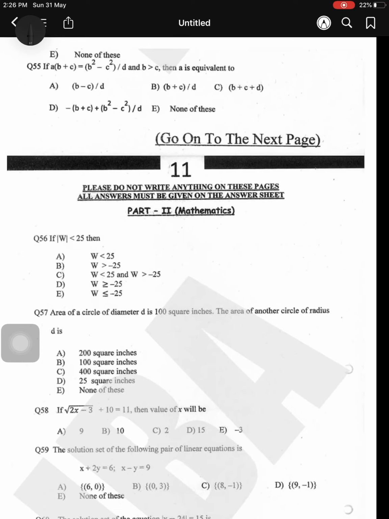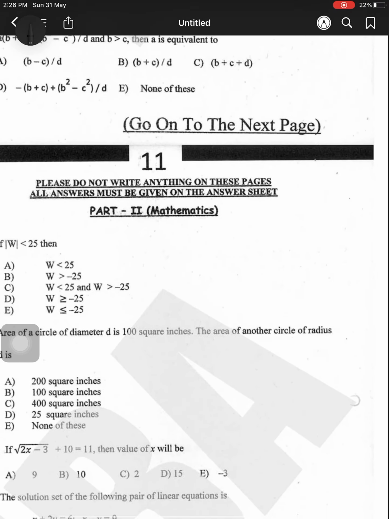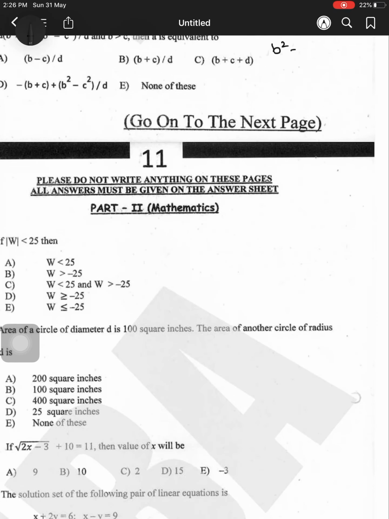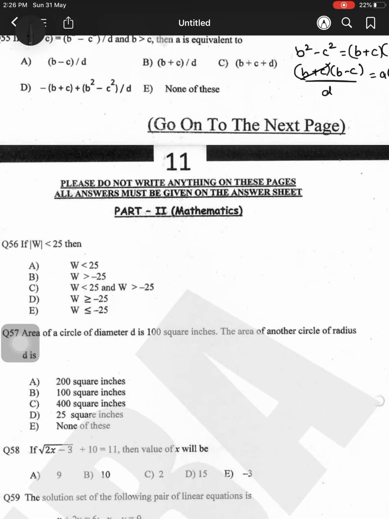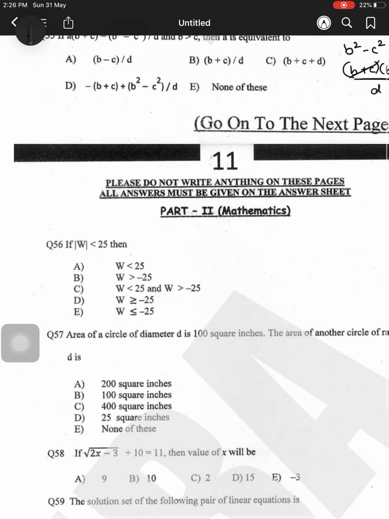Next question, it says b square minus c square. So basically this means b plus c and b minus c. b plus c, b minus c upon d is equal to a, b plus c. b plus c gets cancelled out. We are only left with b minus c upon d, which is a.